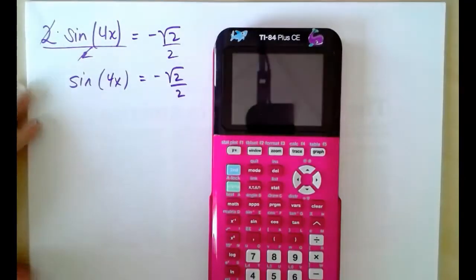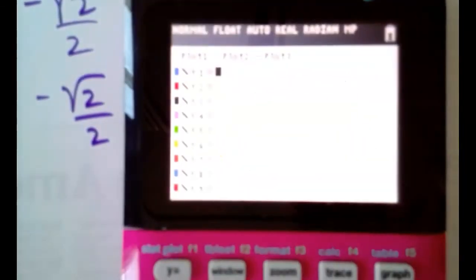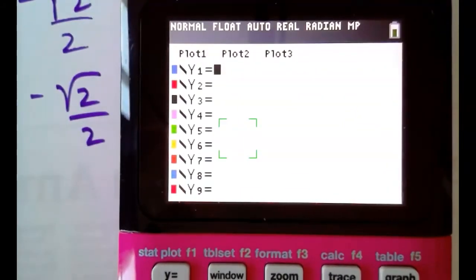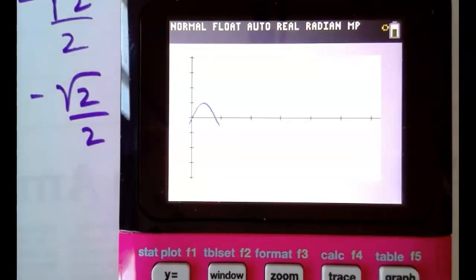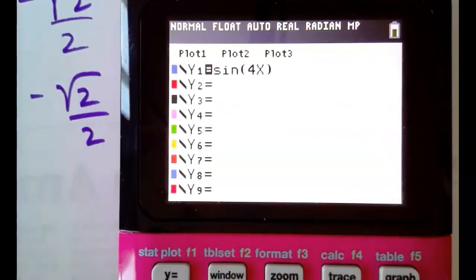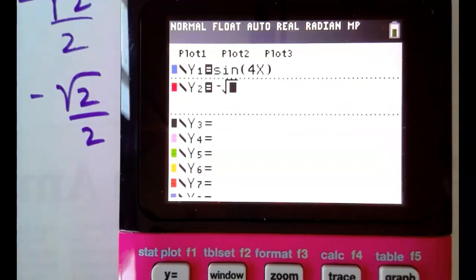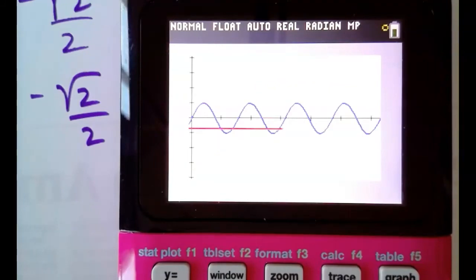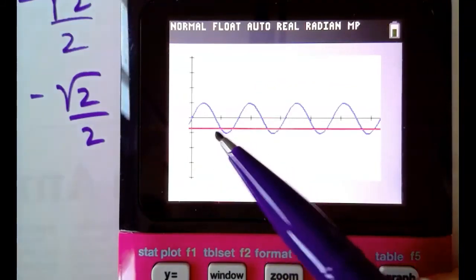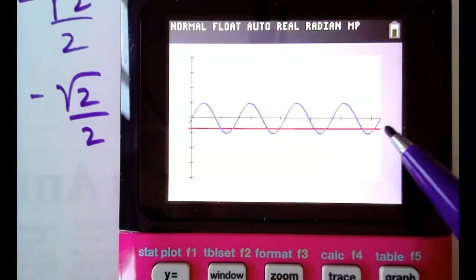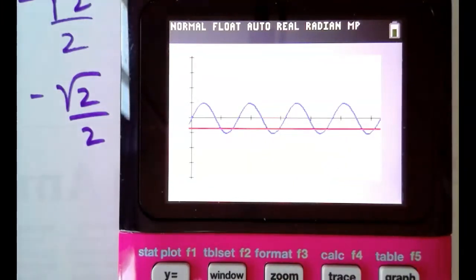Let's quickly take a look at sine of 4x. So y equals sine 4x. Check out the frequency. The frequency is increased by a factor of 4. So sine 4x equals negative root 2 over 2. Let's run the horizontal line, negative root 2 over 2 through that graph. And look at all those beautiful answers. 1, 2, 3, 4, 5, 6, 7, 8. We're anticipating 8 answers here.